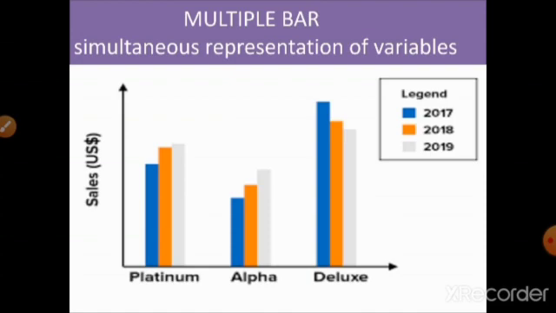The next one is the multiple bar diagram, which helps to compare two or more sets of data. For example, what is given here: platinum, alpha and deluxe. Between these, we can compare the productions, distributions or manufacturing that took place in different years. So the multiple bar diagram is helpful for comparing between the sets of data we have formed.